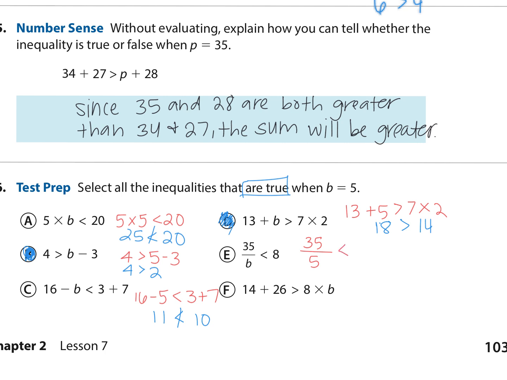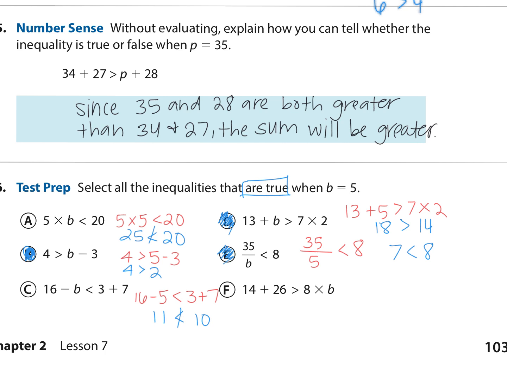Less than 8. Okay, what's the next step that I write? What's my second step? You write 7 is less than 8. Very good. And is that true or false? Good. So I'm going to color that one in. Okay, so far I have B, D, and E.